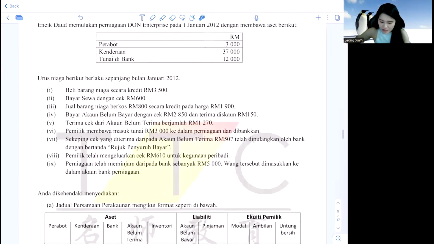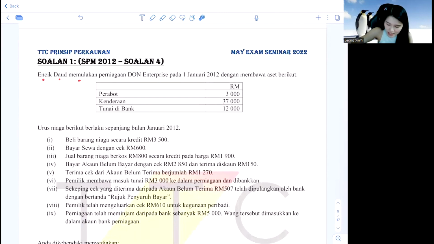Okay, so here they said, Encik Daud memulakan perniagaan Dawn Enterprise pada 1 January 2012 dengan membawa aset berikut. Now we can see that the shop name is called Dawn Enterprise, but we have no way of telling what they sell. So the only way I can identify it as our product is whenever they mention the word barang or barang niaga. That would be confirmed as our inventory. Other than that, you wouldn't use inventory.